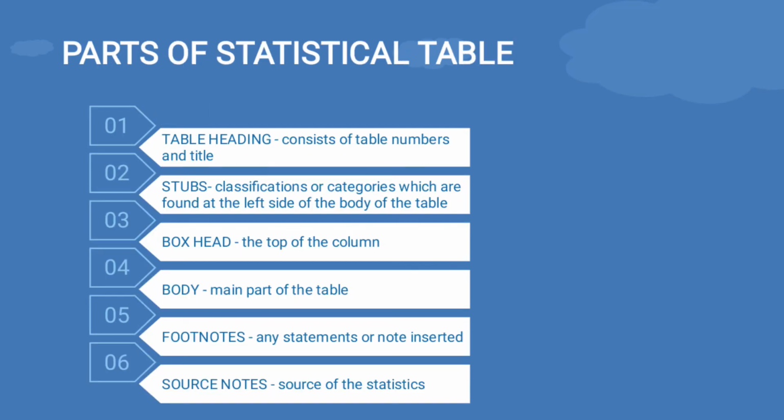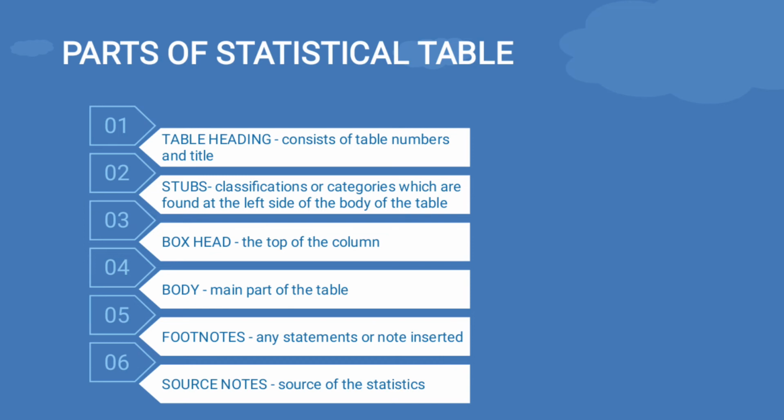Next, there are parts of a statistical table. First is the table heading. It consists of the table number and title. Later on, I'm going to present you a sample of a table and their labels. The second one is the stubs. It's the classification or categories which are found at the left side of the body of the table.